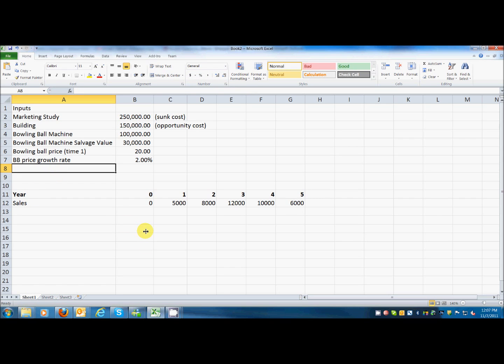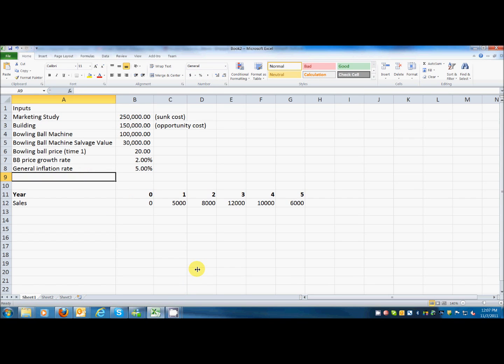And let's see. They believe that the general inflation rate is 5%. I don't know if we're going to need that, but we can go ahead and put it in. Inflation rate, 0.05. Go back, format that as a percentage with two decimal places. Let's see what else we've got here.